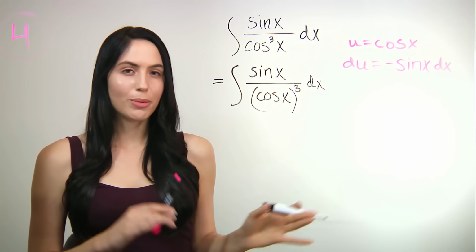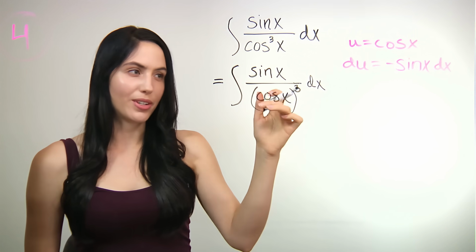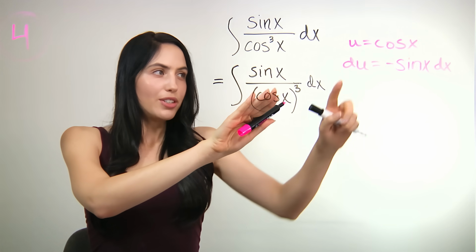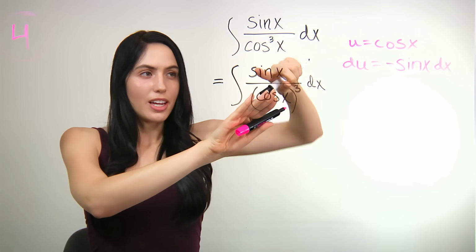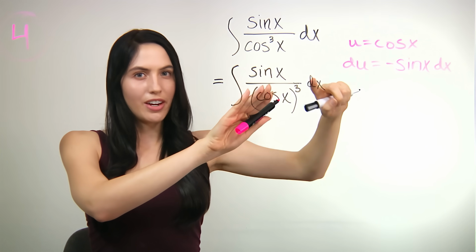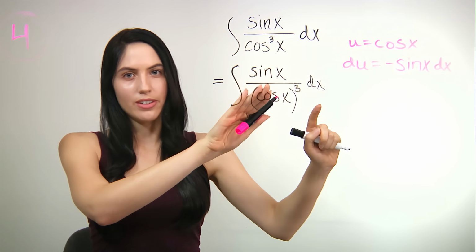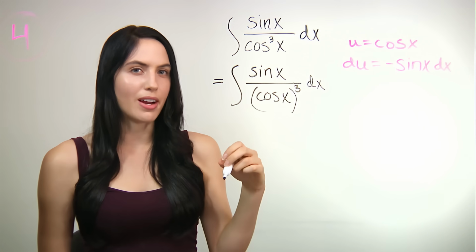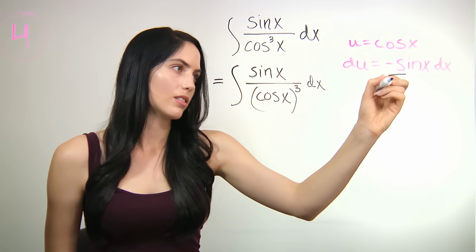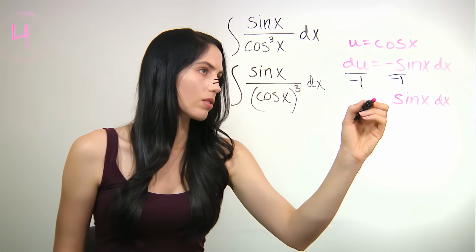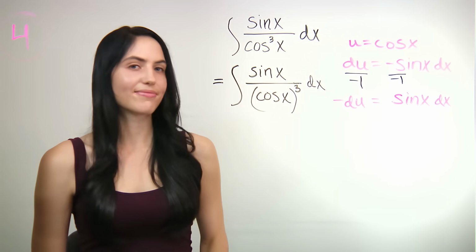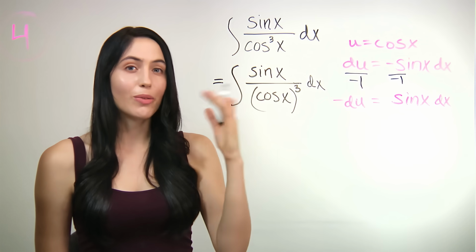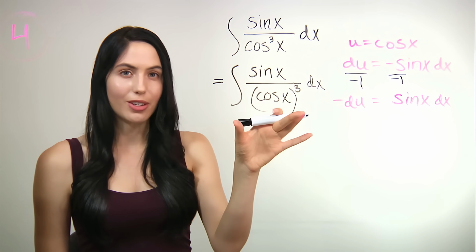Now check to see if you can replace everything in terms of u and du here. This is your u inside the cube power in the bottom. Your du is negative sine x dx, and you have positive sine x dx. So you're very close with just a negative sign difference. All you need to do is get rid of this negative sign and move it to the left by dividing by -1. Okay, so you have sine x dx equals negative du. Now replace everything in terms of u and du and integrate.